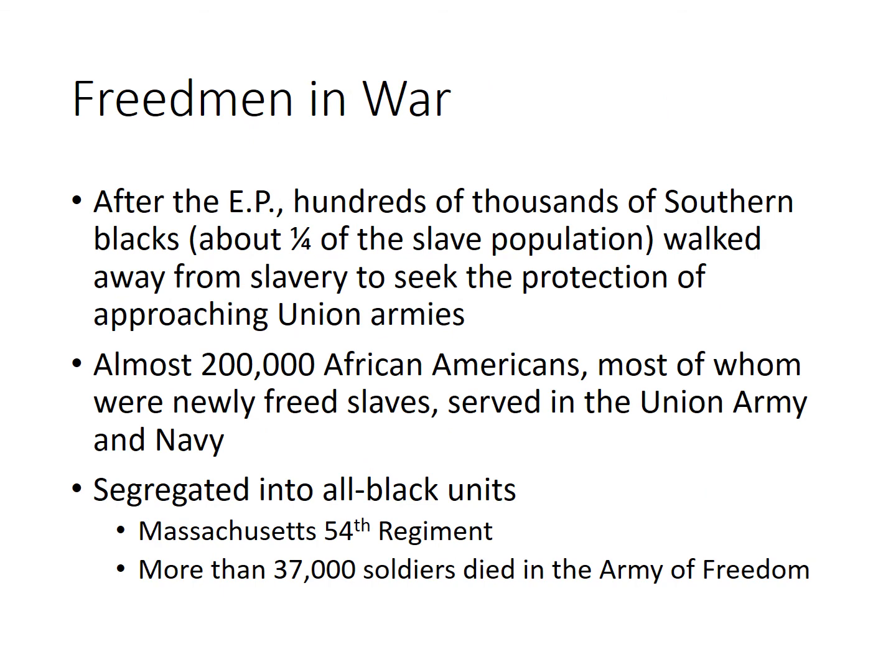So after the Emancipation Proclamation, hundreds of thousands of Southern blacks, which was about a quarter of the slave population, walked away from slavery to seek the protection of the approaching Union armies. Almost 200,000 African Americans, most of whom were newly freed slaves, served in the Union Army and Navy. They were segregated into all-black units like the Massachusetts 54th Regiment, and more than 37,000 soldiers died in the Army of Freedom. Many fought with distinction and were eventually paid salaries equal to that of white soldiers.